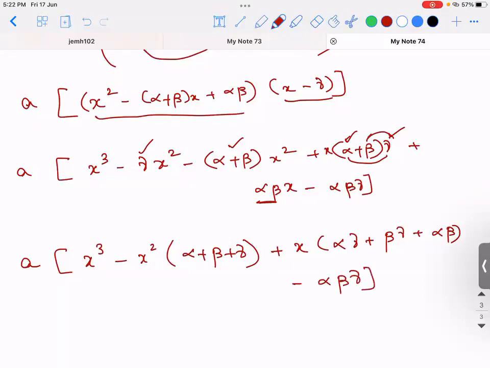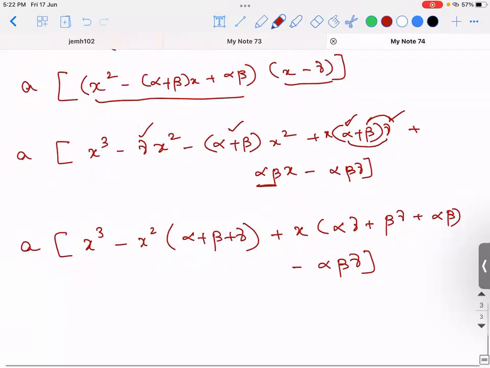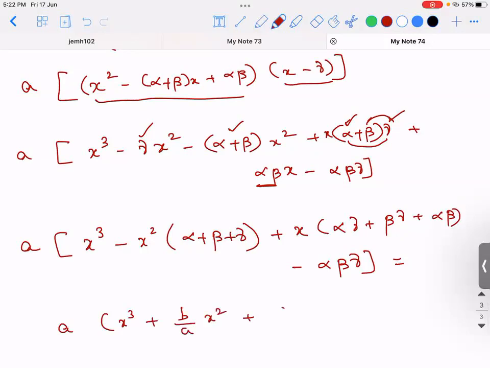Any doubt in this? Right? This should be equal to whom? A into x cube plus b by a x square plus c by a x plus d by a. Now what are we supposed to do in the next step?